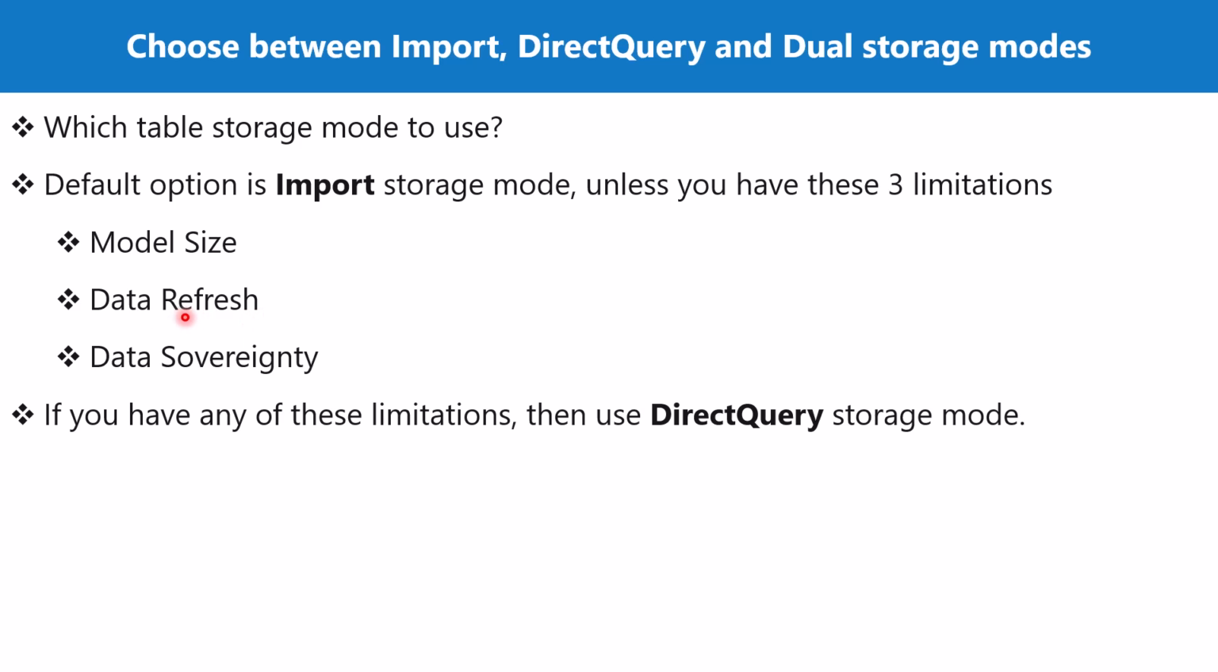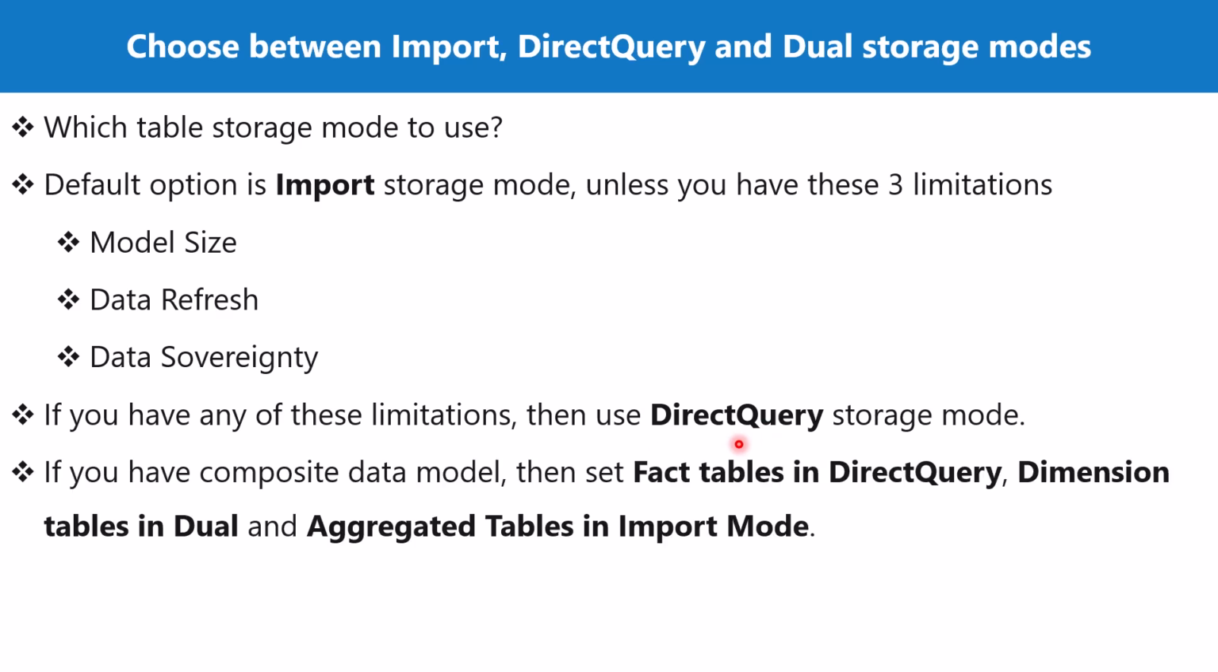Similarly, the refresh requirement is also going to be on the fact table, because your fact table would have the transactional data, and if you have to refresh the data, that would have more requirements of getting the latest data. So normally these are the limitations associated with the fact table. If you have any of these three limitations, then you should set the table storage mode to DirectQuery. Once you have DirectQuery storage mode in addition to the import mode, you immediately have a composite data model.